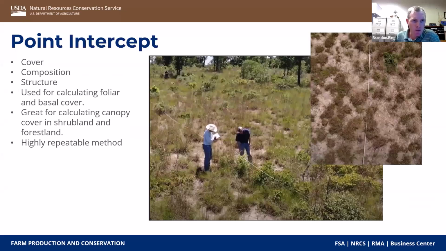Point intercept transect. This method is great for calculating canopy cover in a shrubland or a forest land. It's a highly repeatable method. You would use a pin flag or a sighting device along a set of transects, and you would be able to call out individual species on the line at a given mark or total coverage, species composition by cover type. So this is an incredibly useful transect methodology. In fact, this would be my go-to that I use the most often because it captures so much data for us in that one transect line.